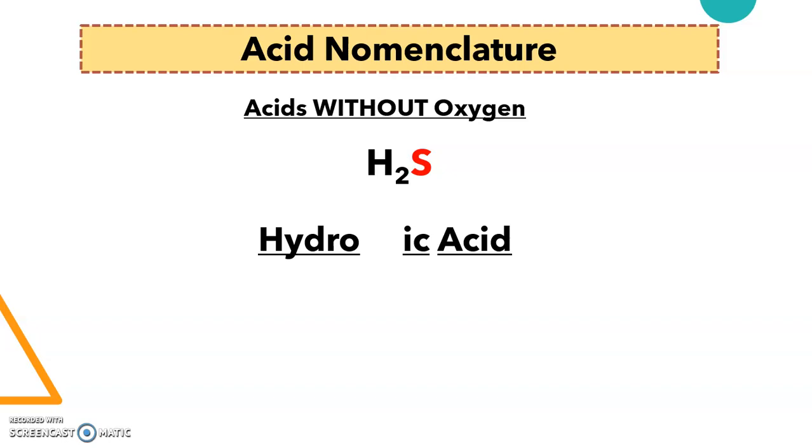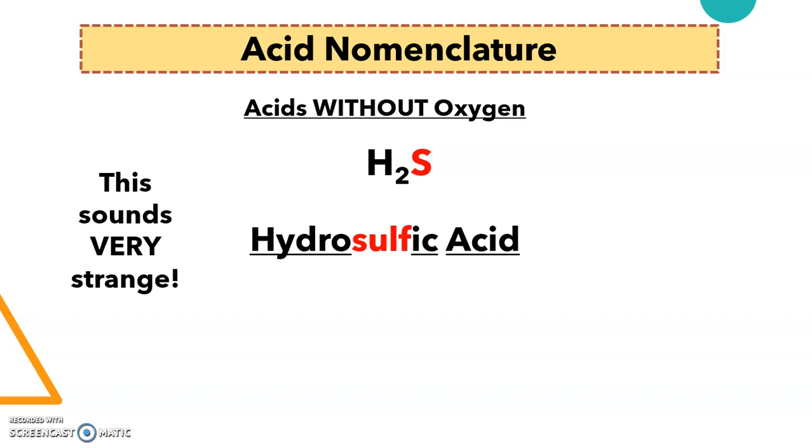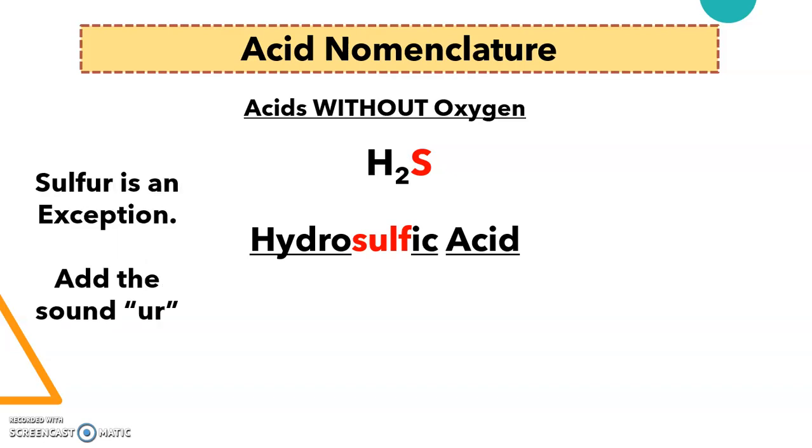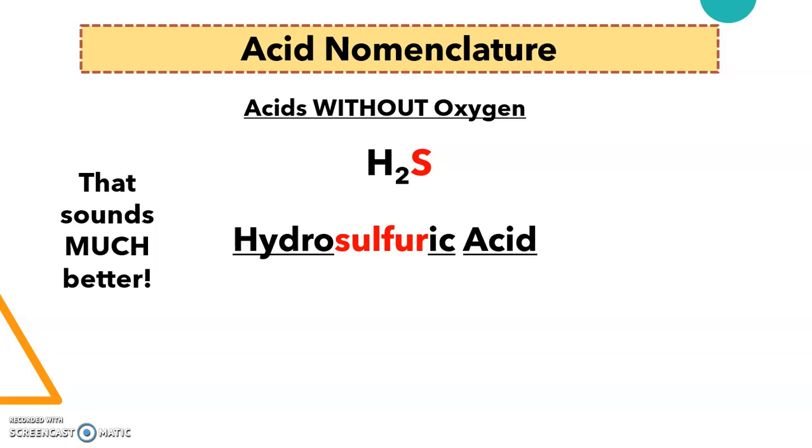So H2S, obviously, it would probably be hydrosulfic acid if we were going according to the rules. But this sounds really weird. Have you ever heard of sulfic acid? I know I haven't, but I have heard of something called sulfuric acid. So when we have sulfur, it's an exception to the naming rule, and you're going to have to add in the extra sound er. So instead of hydrosulfic acid, this is really hydrosulfuric acid. And you're going to see that no matter what type of compound the sulfur is really in. It really does sound a lot better.